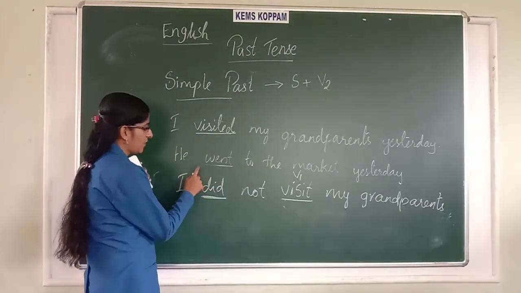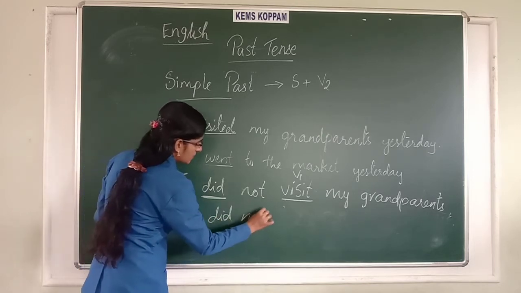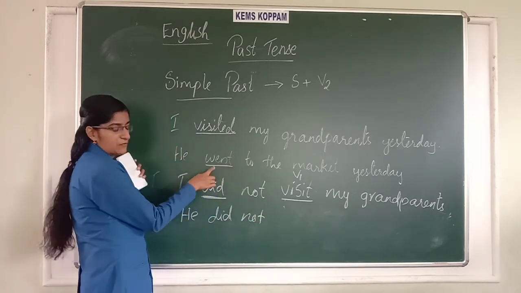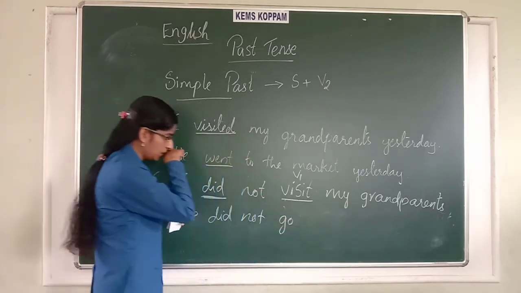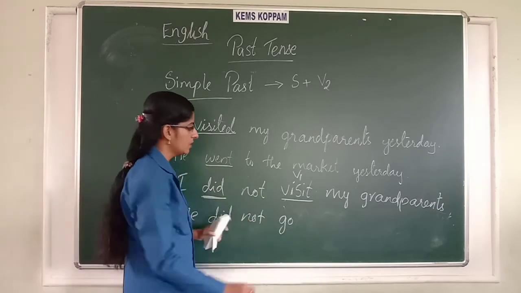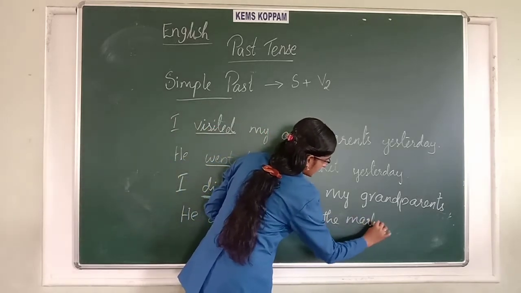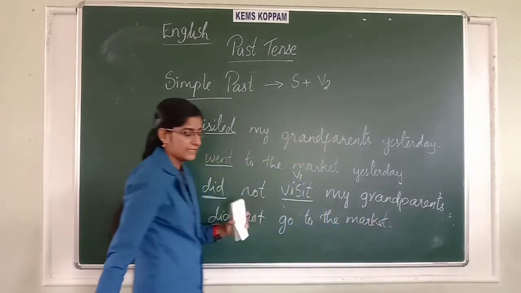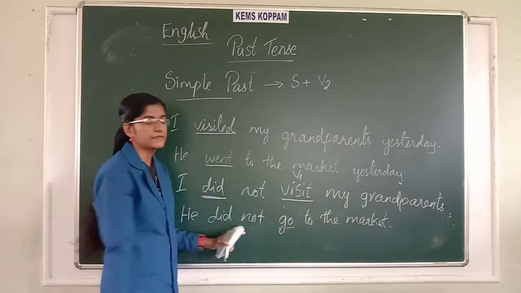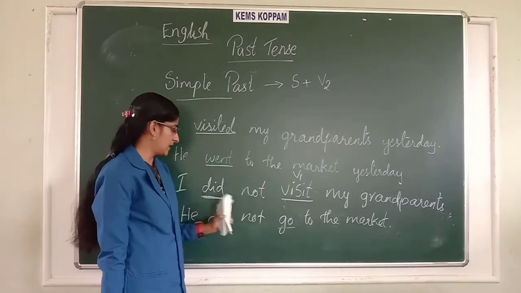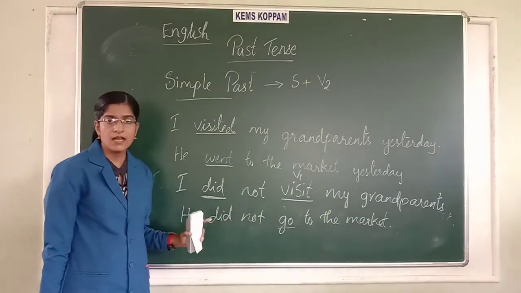So how can we write this? He did not went. What is the first form of went? Go. He did not go to the market yesterday. So if you are writing did, only use the first form of the verb. I did not visit my grandparents. He did not go to the market.